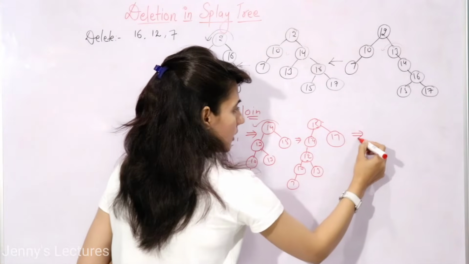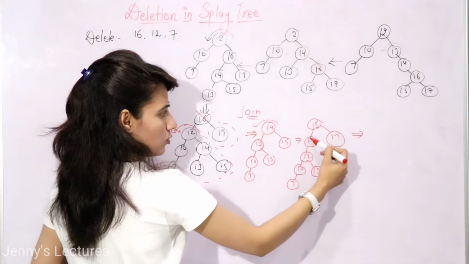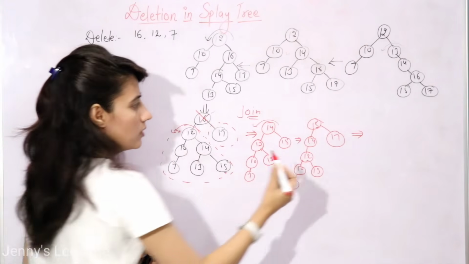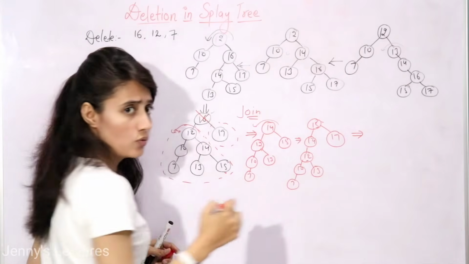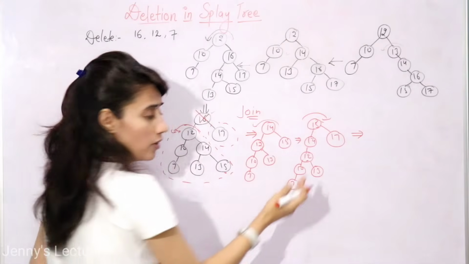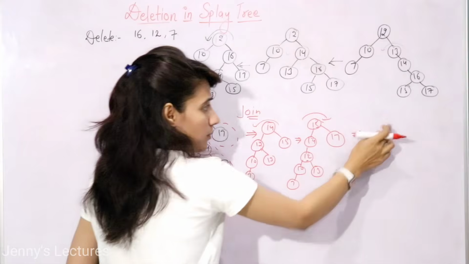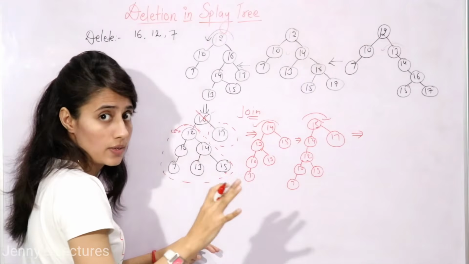So now which rotation you need to perform? This 12 is having parent as well as grandparent, both are at same side, so this is zigzag rotation. Now both are at the left side, so we will perform two right rotations. First right rotation on 15, then right rotation on 14. So after both the right rotations, the tree would be something like this. I am writing that final tree here.